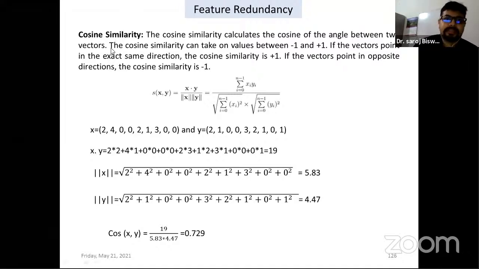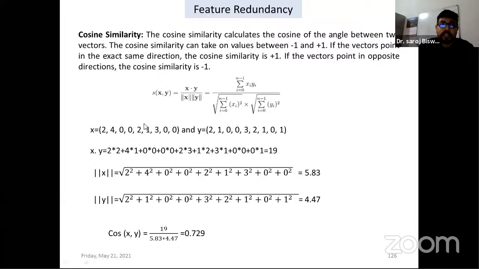Here, what does cosine similarity find? It calculates the cosine of the angle between two vectors. The cosine similarity can take values between -1 and +1. If the vectors point in the exact same direction, then the cosine similarity becomes +1. In cosine similarity we find the direction of two vectors, and if they are in exactly the same direction, the value is +1. +1 means the vectors are very much similar.